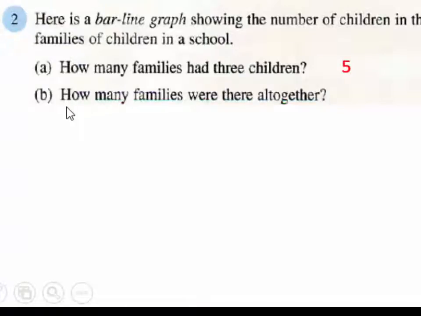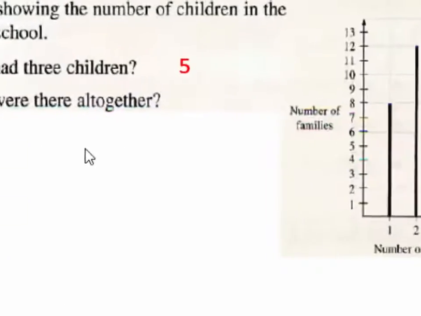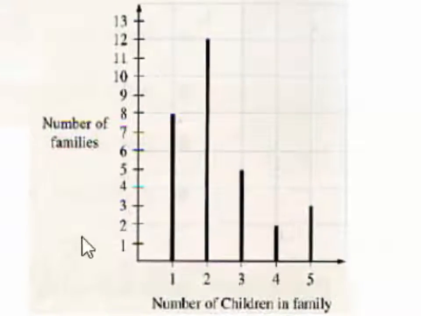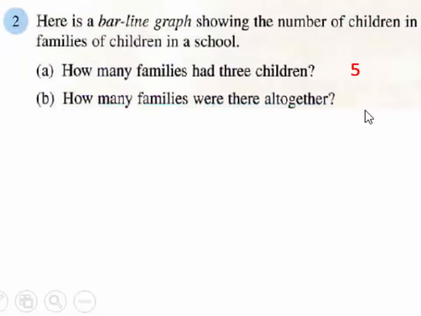Next bit says, part B, how many families were there altogether? Now for that we need to look at the y-axis, which is the number of families, and count the length of each bar line. So we've got 8 for families with one child, plus 12, that gives us 20, plus 5 gives us 25, plus 2 gives us 27, plus 3 gives us 30. So altogether 30 families, and there's the answer to part B.